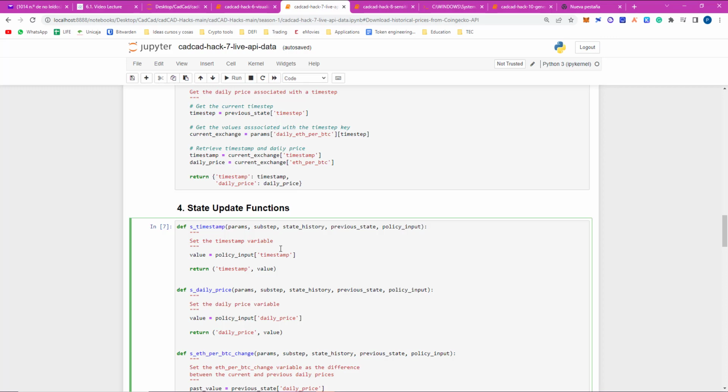No, I just got into a new job, so I'm trying to adjust to it. So I've not gone through the cadCAD material yet.